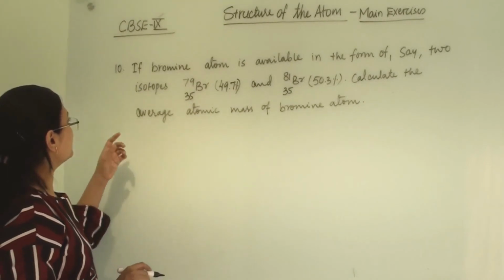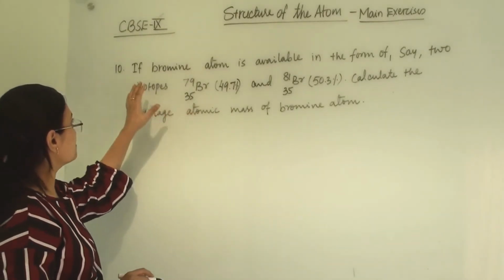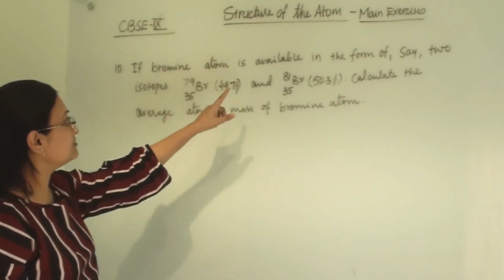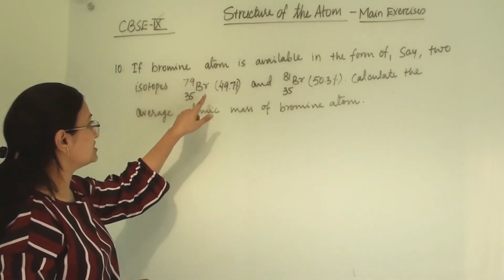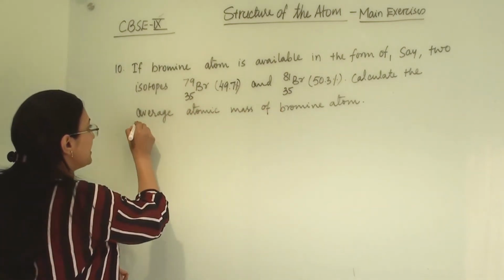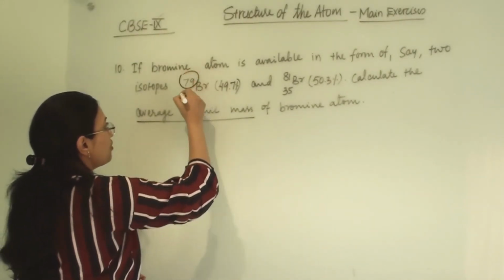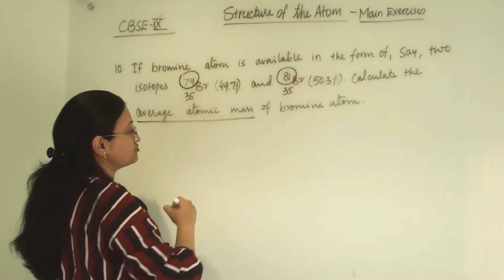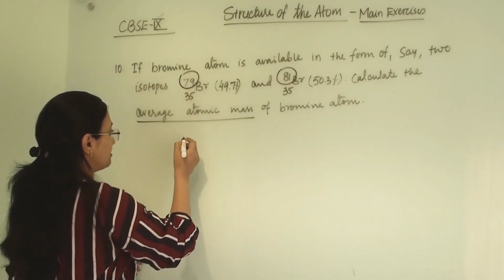In this question, we have to find out the average atomic mass. They ask that if a bromine atom is available in the form of, say, 2 isotopes. These are 2 isotopes of the bromine atom and we have to calculate the average atomic mass. So we have to focus on atomic mass. From these 2 atomic masses we will find the average atomic mass.